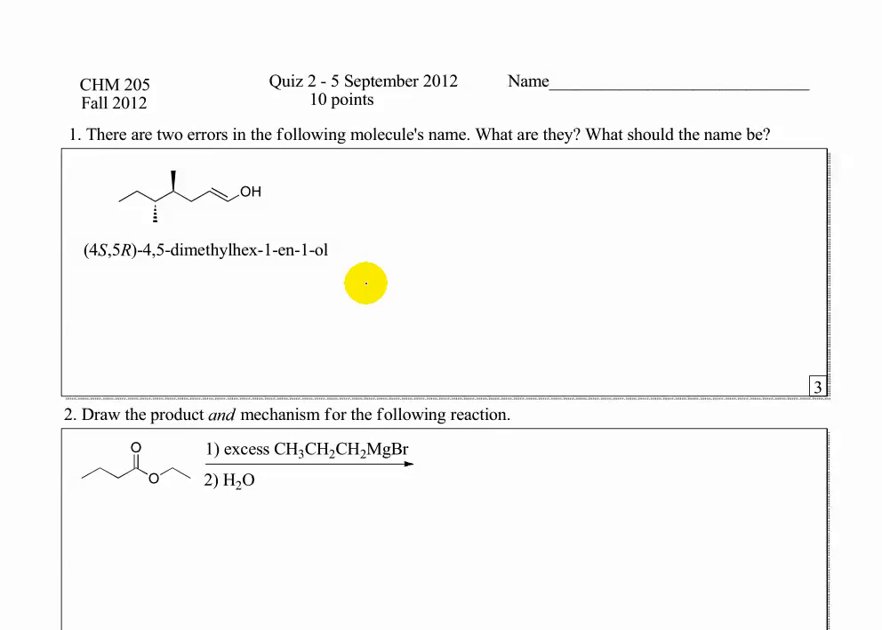Let's see what you got. So, number one, two errors in the name. What are the two errors? Yeah, that was probably the clearest one. It shouldn't be hex-1-en-1-ol. It should be hept, since there are seven carbons.